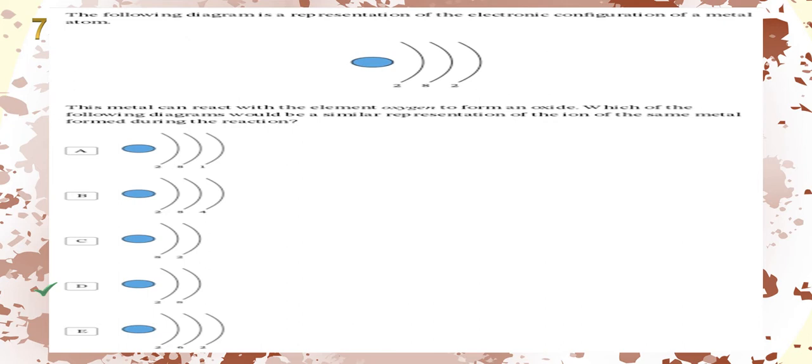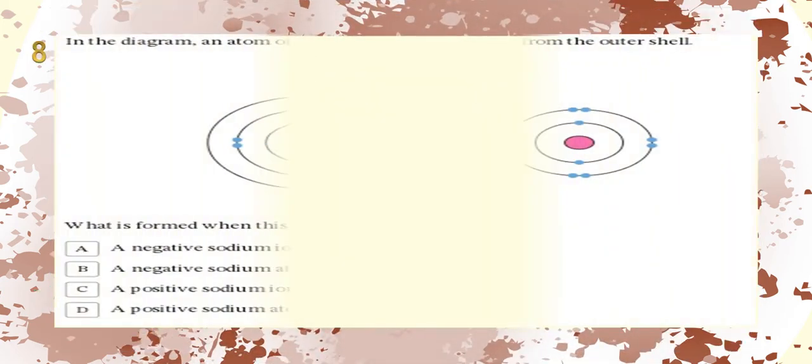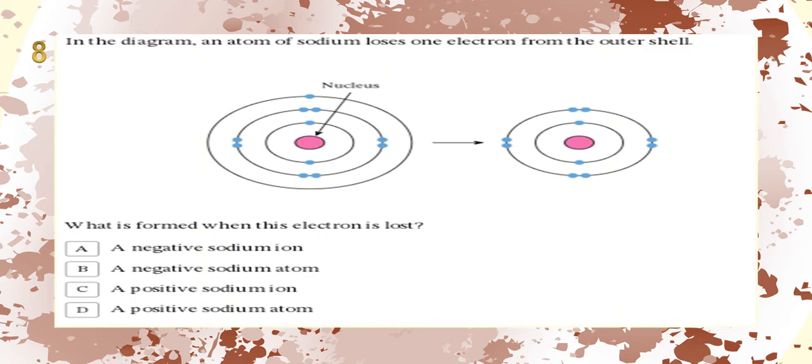To make it clearly right, we will draw brackets surrounding the drawing and write plus 2 due to losing 2 electrons. Okay, let's go to question number 8. Question number 8 says that in the diagram an atom of sodium loses 1 electron from the outer shell. We have 2 energy levels. The first contains 2 and the second contains 8. What is formed when this electron is lost?